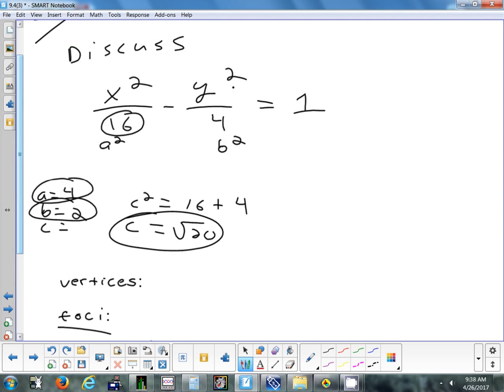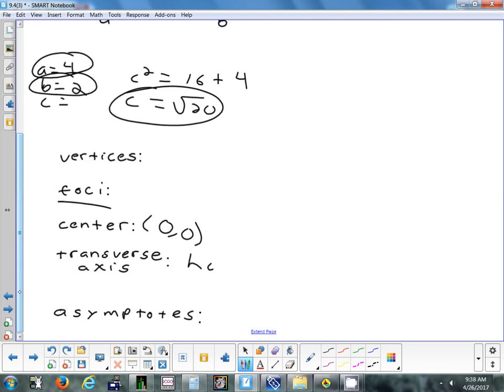Which letter here is positive? x. So that means the transverse axis goes which way? It goes horizontal. It goes with the positive. So now when we start thinking where things are, they're going to be to the left and the right. That's horizontal, not up and down.